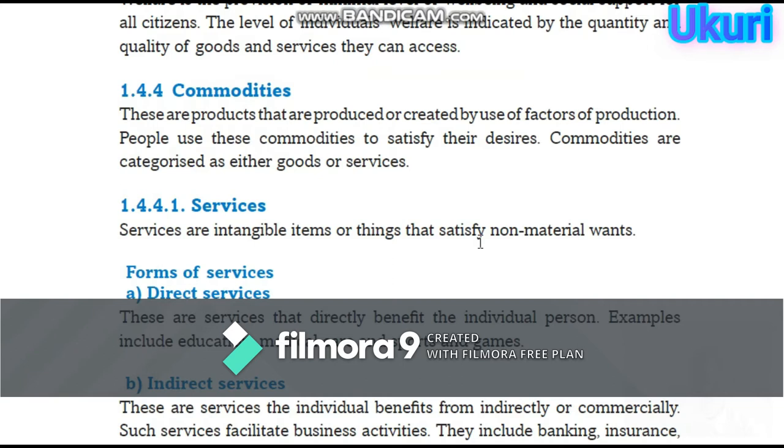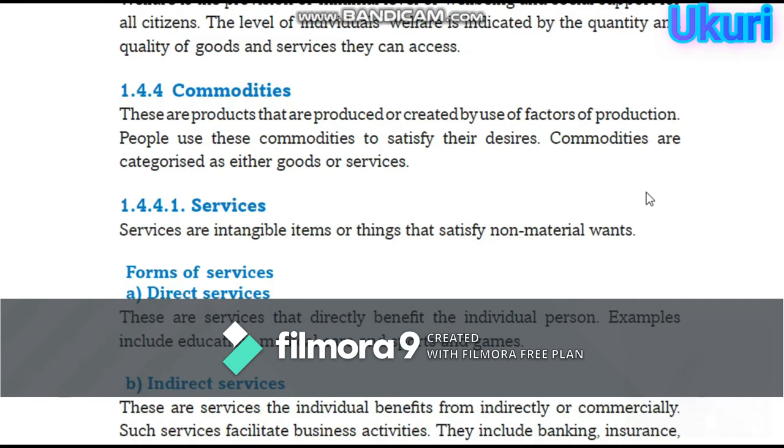Now, what are services? Services are intangible items or things that satisfy non-material wants. Service ni intangible, ni kintu bagukorera ariko udashobora gufata mu ntoki zawe. Urugero, ushobora kujya kuri MTN Service Center, warangiza ukabasaba a service, wenda akavuga ati simukadi yange yapfuye, bakagukorera service zawe zo wifuza. Cyangwa ushobora kujya gutega imodoka, ukajya mu modoka kuva Gicumbi ujya Kigali, Kigali ujya Muhanga. That's what we call services.